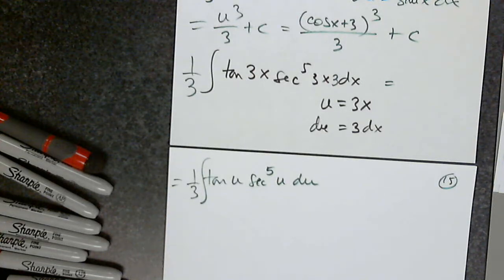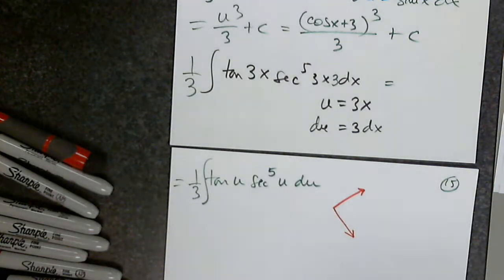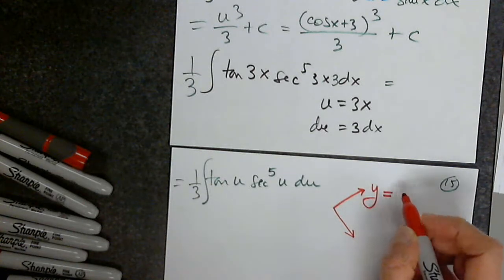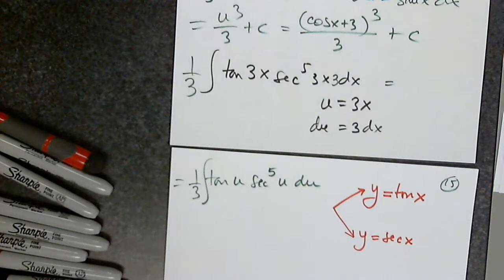Now let's look and see what we can do here. I see two functions: tangent and secant to the 5th power. In these kinds of examples, normally I will think of two possibilities. I can no longer use u now, u is done. I'm going to say let y be either tangent or secant. This is what I'm thinking of, nothing else.